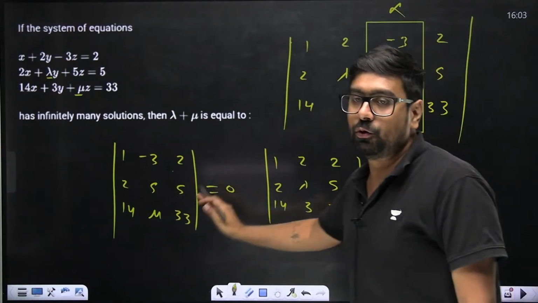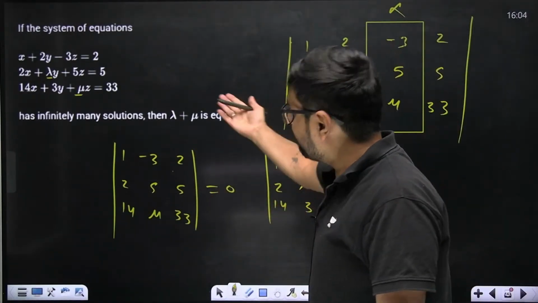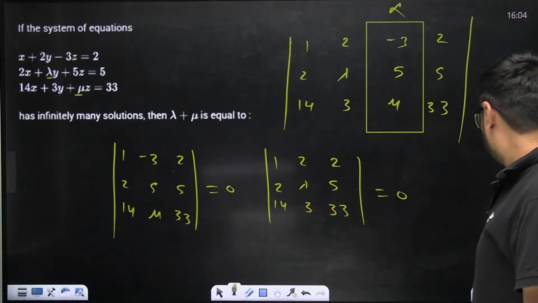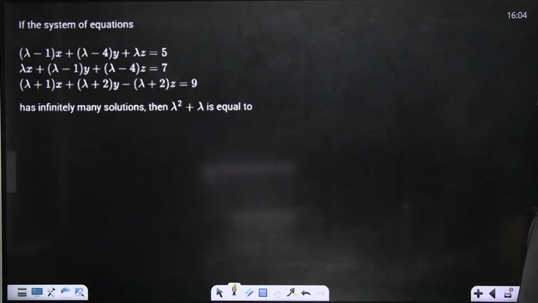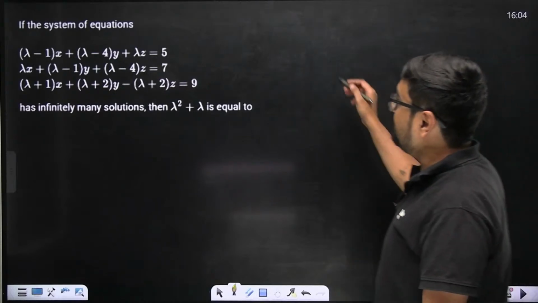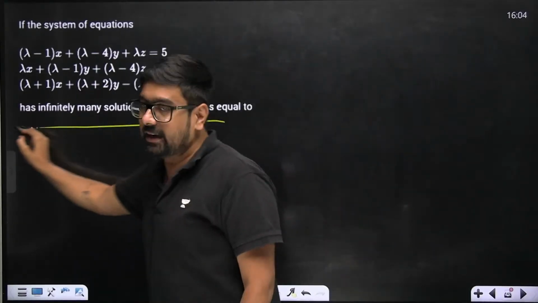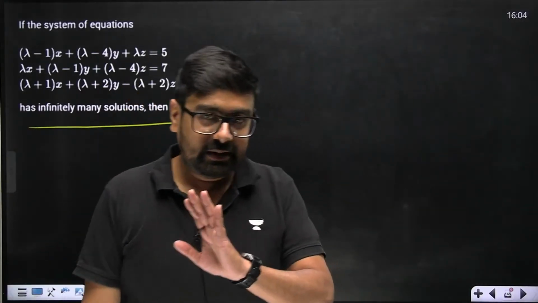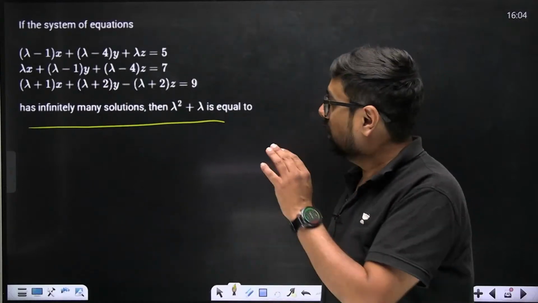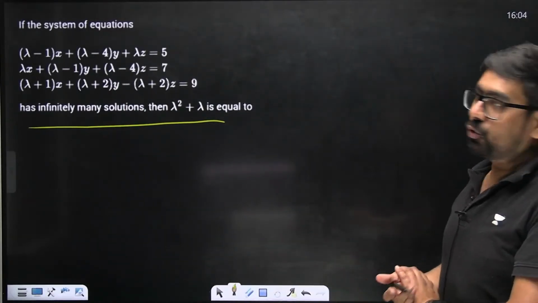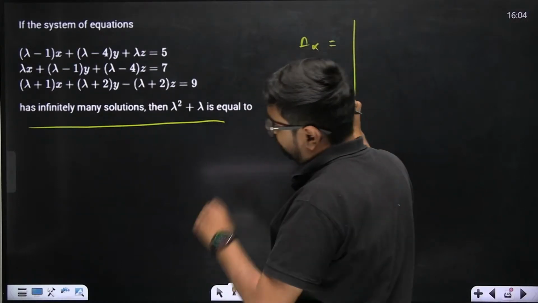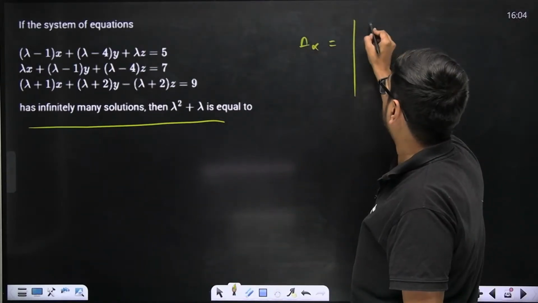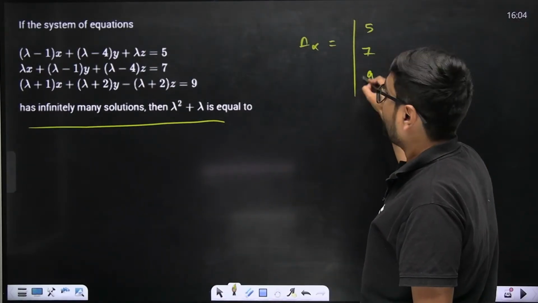So this is the approach I would suggest: if a question comes like this, solve like this, because the question can be as complicated as this also. So you directly make it infinite, and most of the times they'll give you infinitely many solutions only. 99% of the times they are giving you infinitely many solutions. So here your delta x will be equal to what? Delta x will be equal to 579, correct?